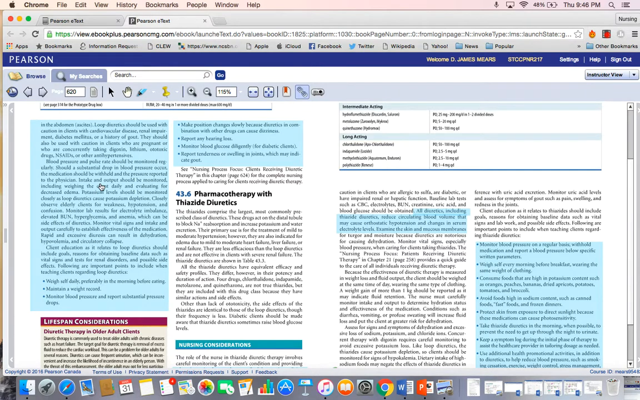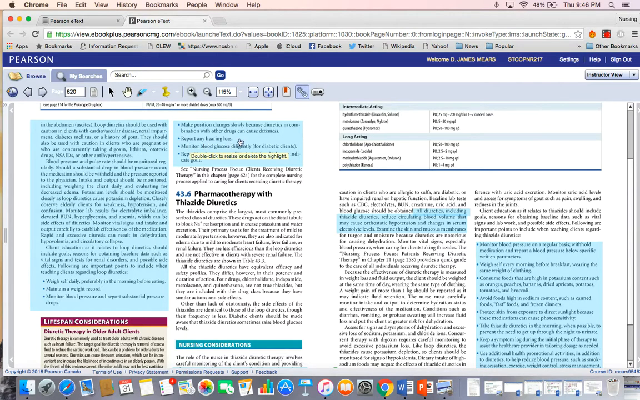Also, we want to have them weigh themselves daily, maybe write on a calendar daily or weekly what their weight is, so they can keep an eye on that. Monitor blood pressure and caution them that they might experience some orthostatic hypotension and whatnot.